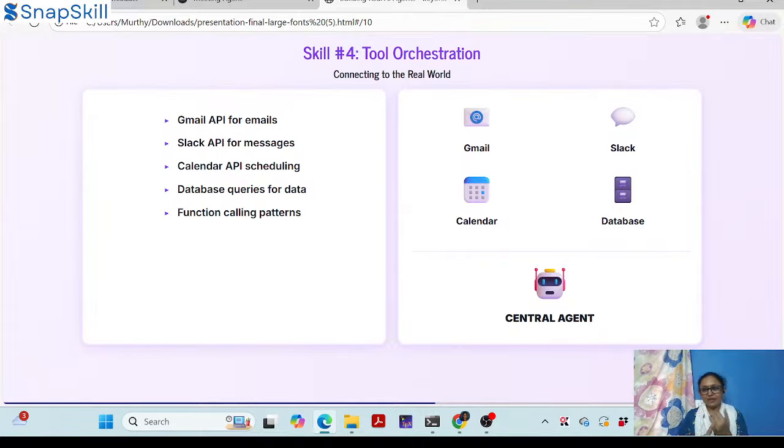What are the tools? Is Kavya having any meetings or not? Is Deepa having any meetings with the professor or not? Is Rajita having any classes or not? We need to decide. Then what is the required thing? A calendar is required. On top of that, here I included Gmail, Slack, and database.